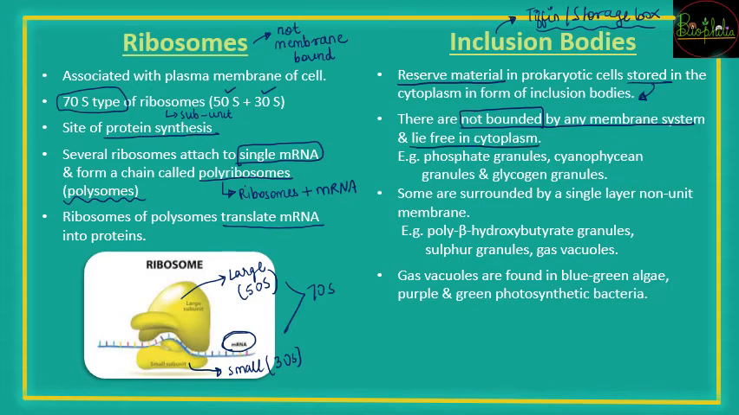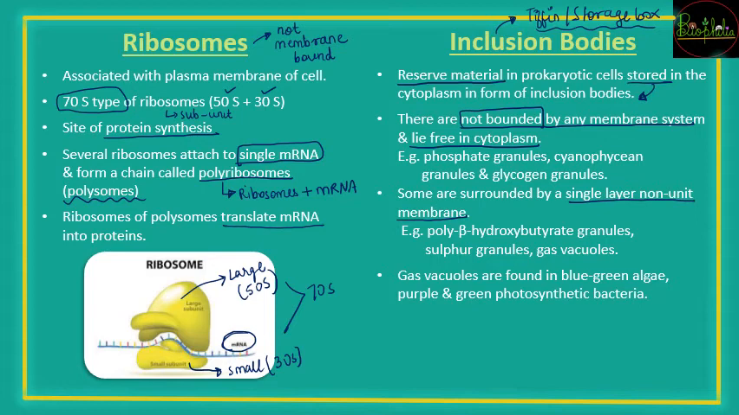Now instead of lying free, they can be surrounded by a single layer of non-unit membrane. So wo jo membrane hai, that is not a normal, you know, cell membrane type. It is going to be composed of different substances. So there are going to be such inclusion bodies as well.